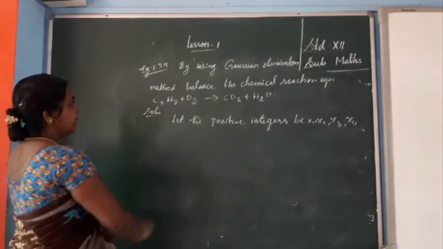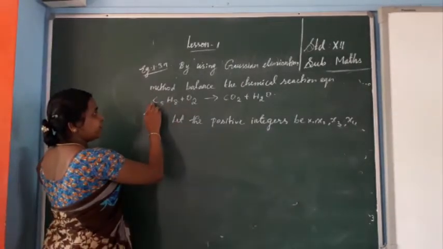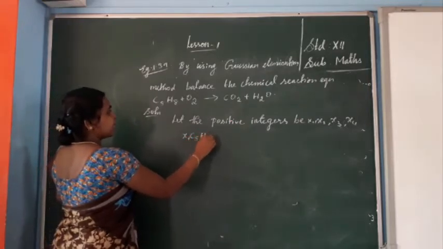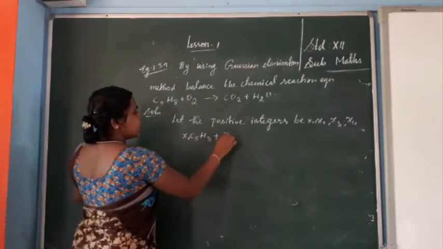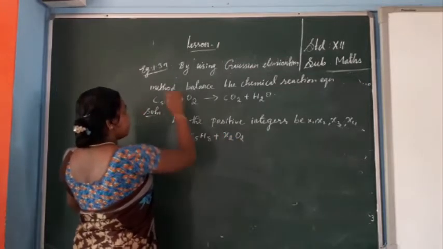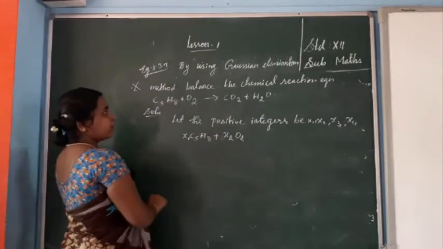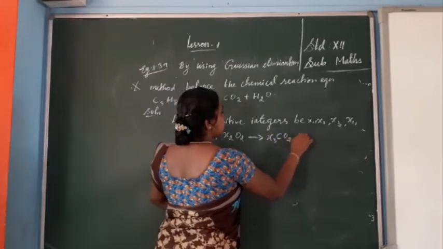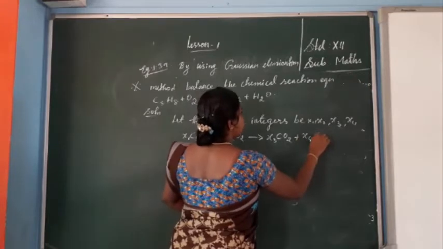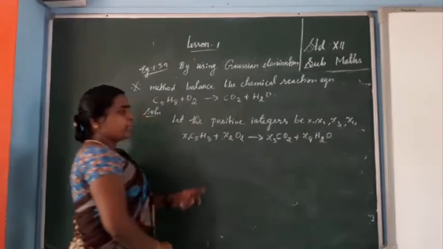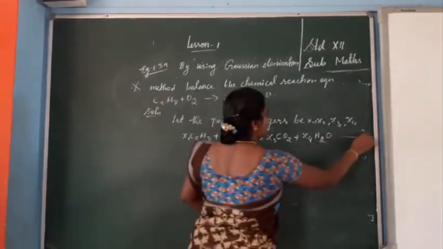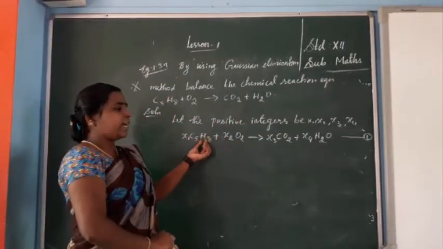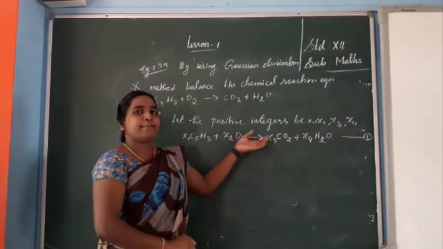Next, now you see the question. Here the first part you have to write x1, so x1 C5H8 plus x2 O2. This is an important question, very important 5 mark. Gives x3 CO2 plus x4 H2O. Now you have the equation, this is equation 1. Now you have to compare the carbon from both sides, next hydrogen from both sides, next oxygen from both sides.